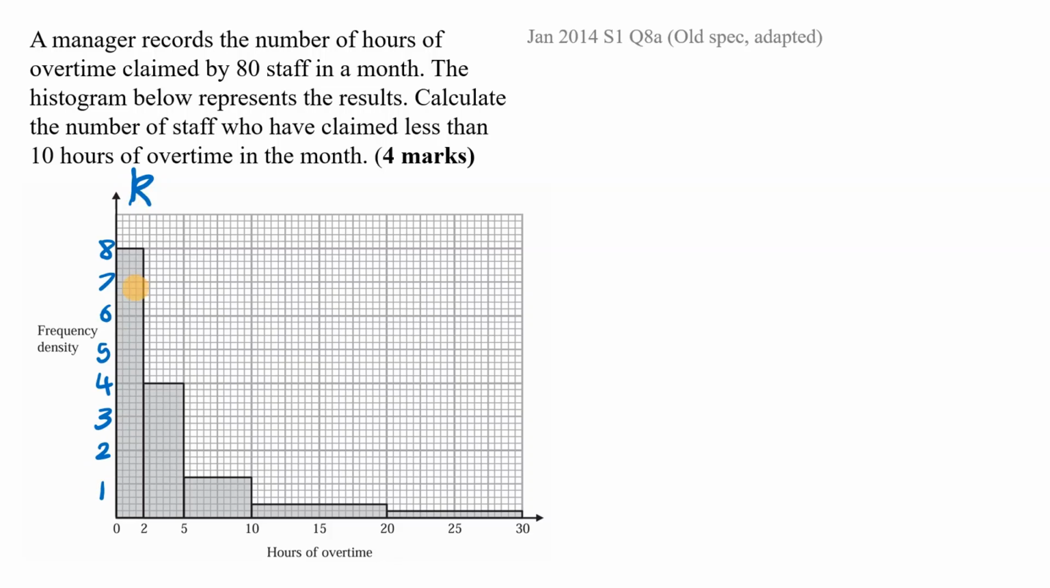So if we find the area of these 5 bars here, let's start with this one. The width of this bar between 0 and 2 is going to be 2. This is multiplied by the height, which is 8, and then 2 times 8 is 16. So the area of this bar is 16. If we look at this one here, it's between 2 and 5, so the width is going to be 3, and this is multiplied by the height, and it comes up to 4, and 3 times 4 is 12, so the area is 12.